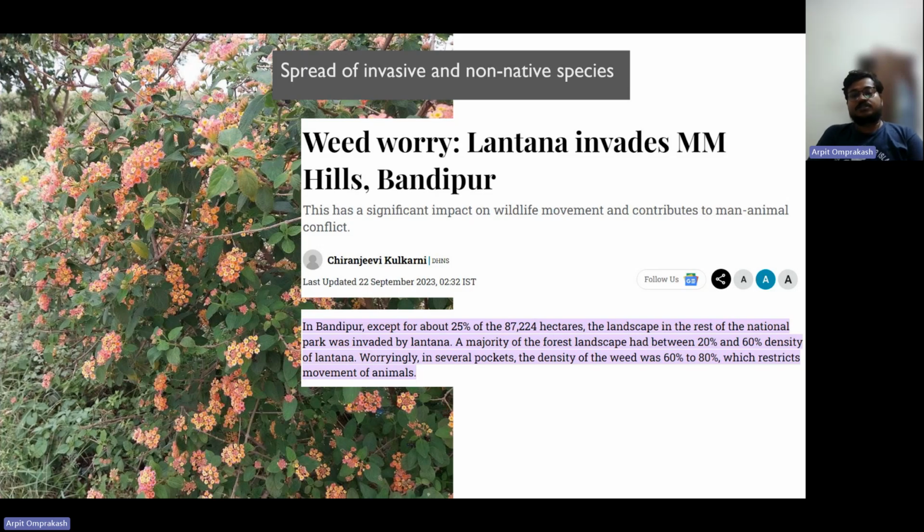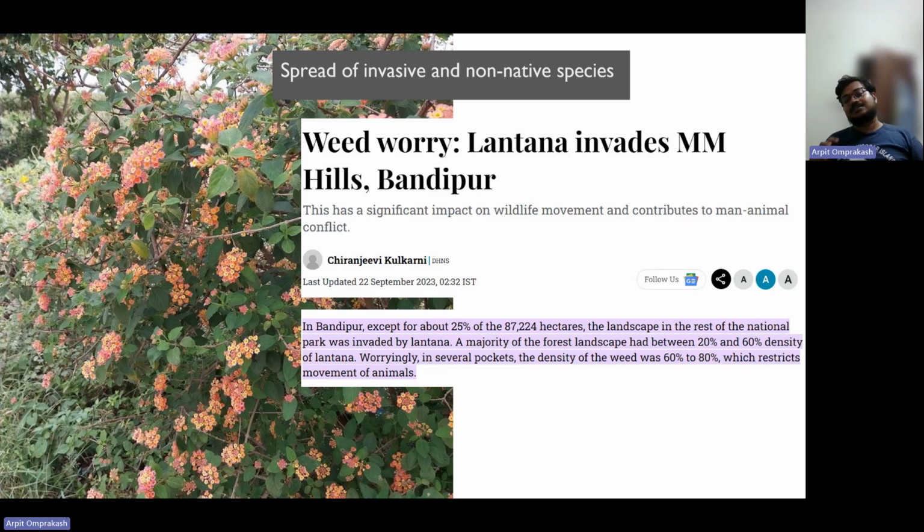So what is happening is, for example, here is an article about Bandipur National Park, where they're talking about how around 75% of the area is infested with this plant called lantana that we talked about, and the majority of the forest landscape has been changing. If you have seen lantana, good. If not, maybe go look at a photo. So this is one of the photos.